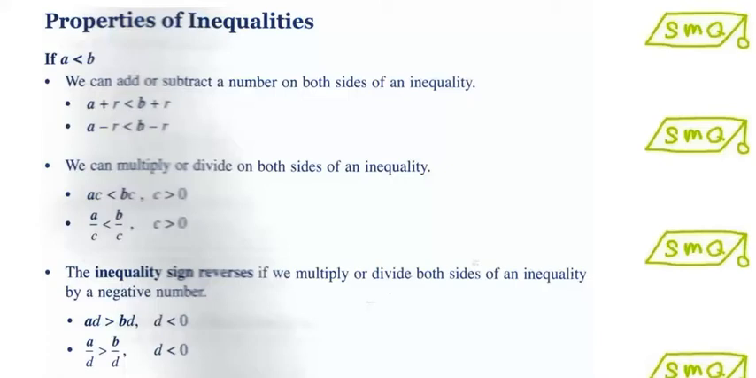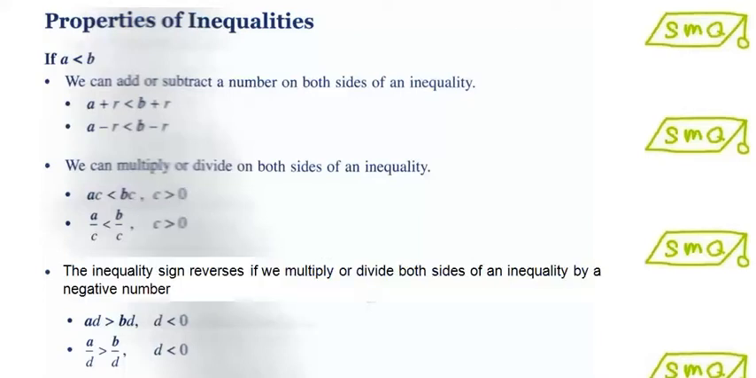For the case of a less than b, we can add or subtract a number on both sides of the inequality. We can also multiply or divide on both sides of the inequality, provided that c is larger than 0. If we multiply or divide both sides of an inequality by a negative number, the inequality sign will reverse.